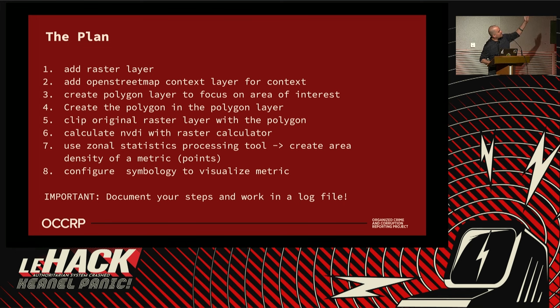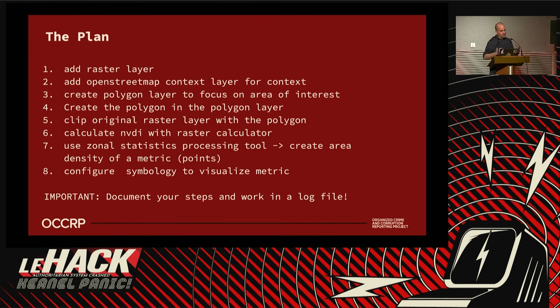Then we're going to calculate the NDVI of the raster, the raster being the satellite image, right? So when we say raster, we mean pixels, and satellite imagery comes in pixels. The pixels have bands, different wavelengths, and each pixel has a value of the measurement for that band.